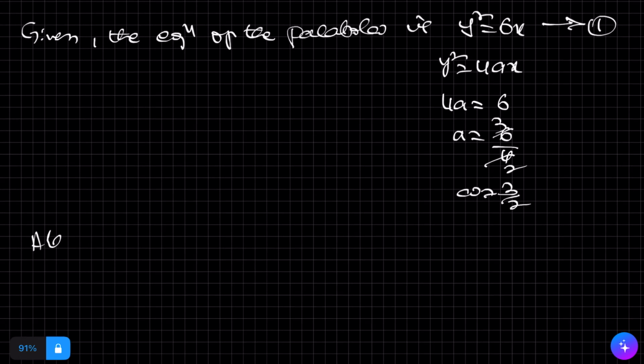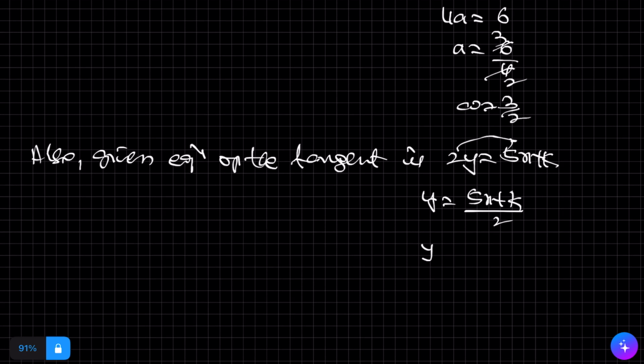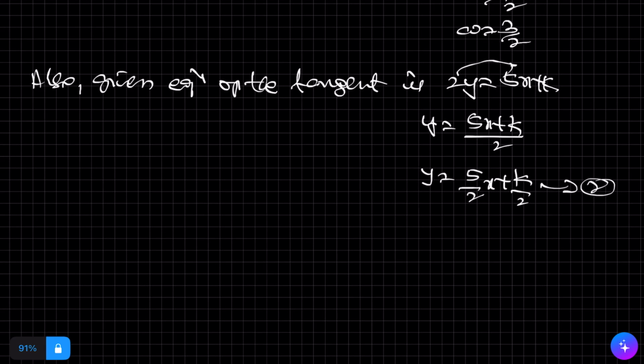Also given, the equation of the tangent is 2y equal to 5x plus k. Now 2 is shifted this side. So y equal to (5x plus k) by 2. This can be written as y equal to 5 by 2 x plus k by 2. Let me call this equation 2. Now this is compared with y equal to mx plus c. The value of m is 5 by 2. The value of c is k by 2.